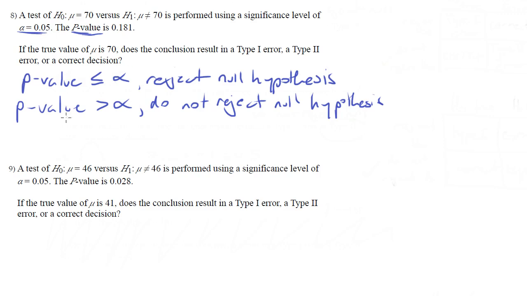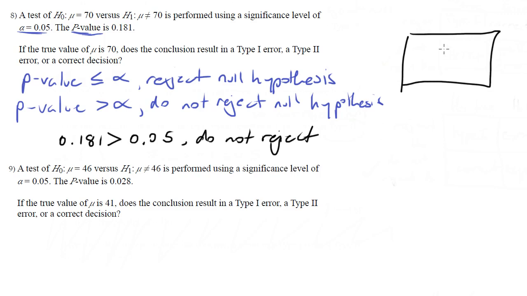So the first one, the p-value is 0.181. The alpha value is 0.05. In this case, the p-value is greater than alpha, so you do not reject. Now, these problems are just like the others from the previous video where we have to determine if we made a type 1 error, a type 2 error, or the correct decision. So here's our decision based on hypothesis testing. Since the p-value is greater than alpha, do not reject the null hypothesis.